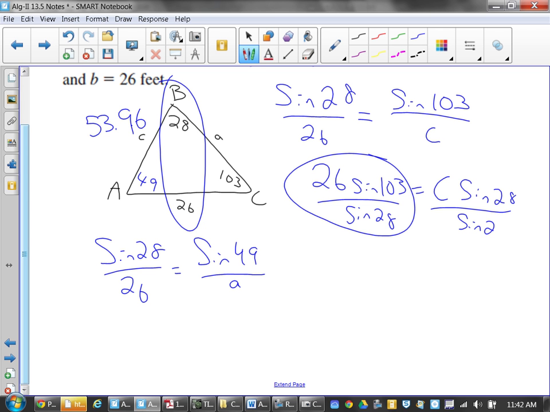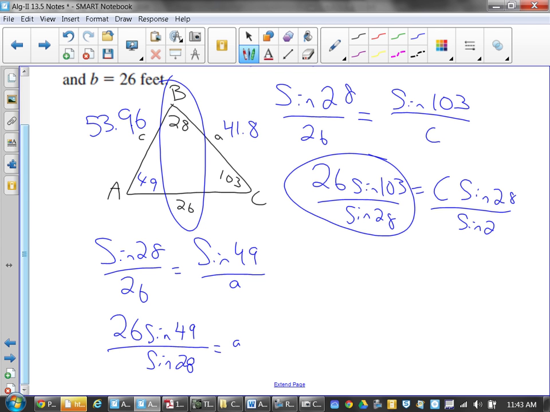You'll also probably notice that sometimes when you're solving these out, the starting point of the equation looks identical to the one you just did. So just move things around to match it up. So it's going to be 26 sine 49 over sine 28. 41.8? I think that's what we got last time around.